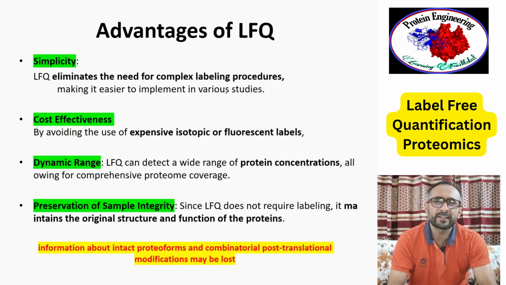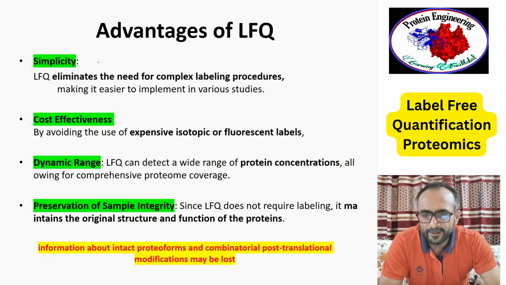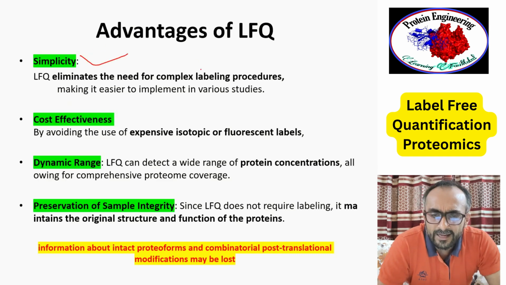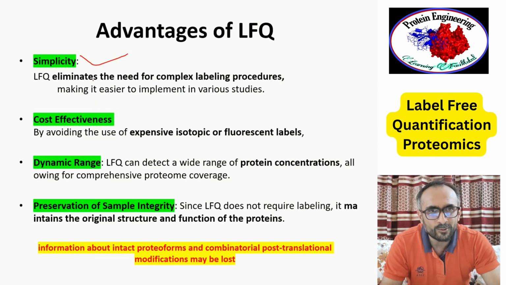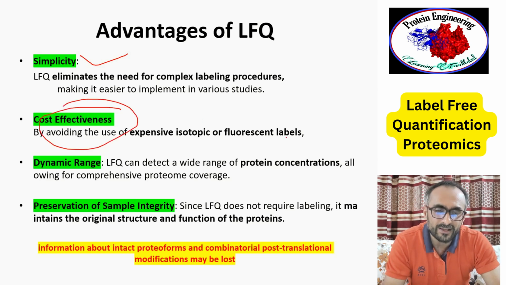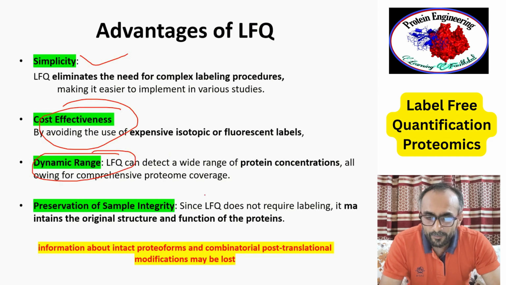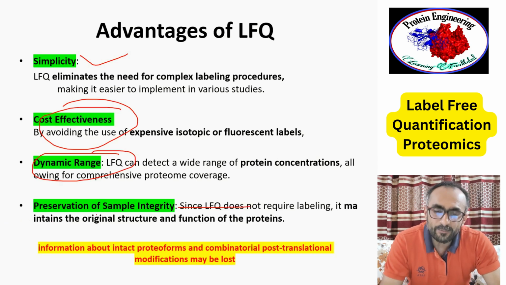So label-free quantification has advantages. It's very simple. It eliminates the need for complex labeling procedures. Without labeling, you can do separation of peptides and identification. It's cost effective because you are not using any isotopic or fluorescent tag here, so it's relatively cheaper. It has a wide dynamic range, meaning it can detect even low abundance proteins present in your sample. Sample integrity is preserved, since LFQ does not require labeling, so it maintains the original structure and function of the protein.